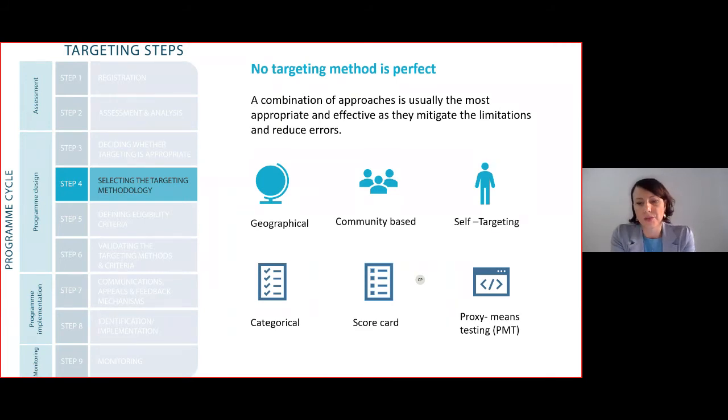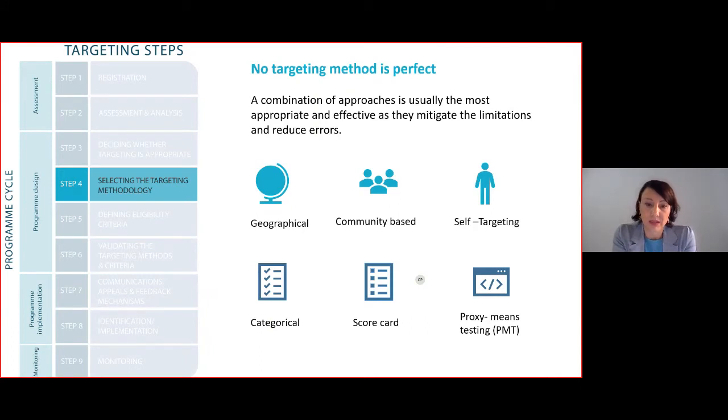Then we have three other targeting methods that are more related to data and assessments. The first one is categorical targeting. It can be at individual level or at household level, and it is used when we have easily observable characteristics of the population that are identified as categories. All the individuals or households with those characteristics are targeted. These are often related to socio-demographic indicators that are often present in the ProGres data sets.